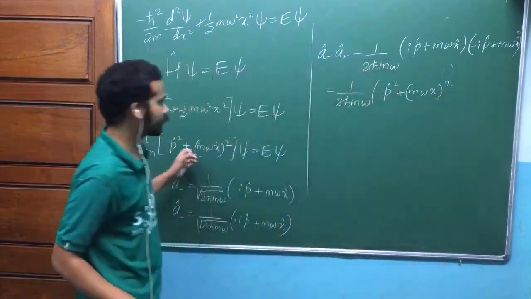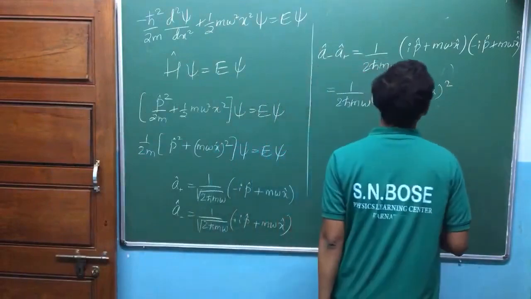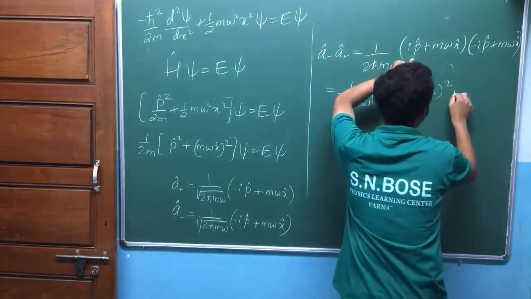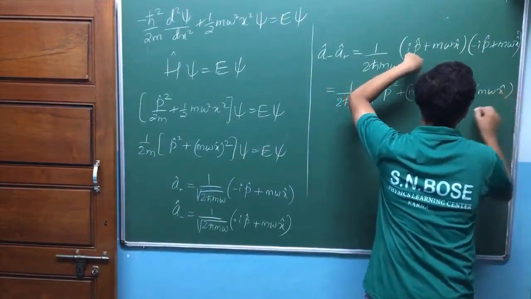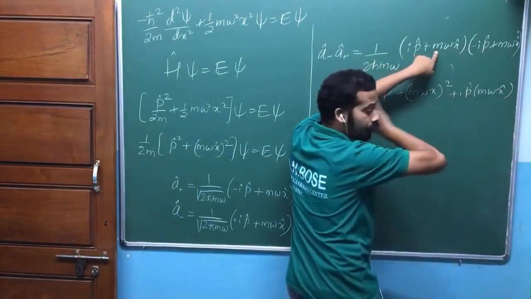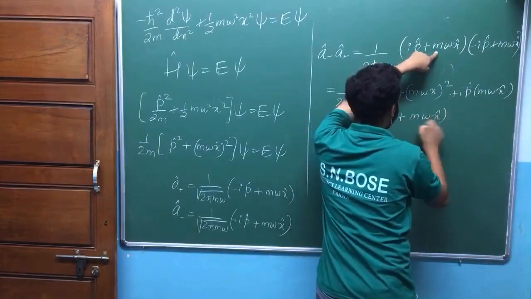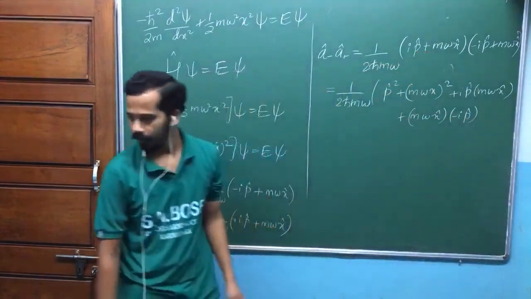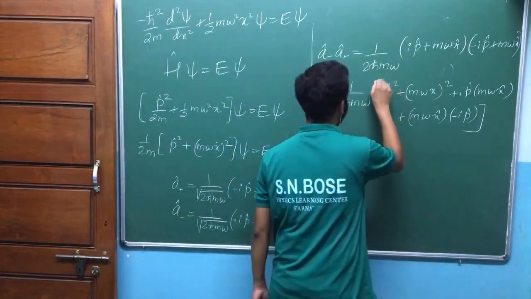Look at here, you got this term. Now the next part is i p cap into m omega x cap. i p cap into m omega x cap. Then m omega x cap into minus i p cap. It should be in that order only. m omega x cap into minus i p cap. You can't change the order. You should be very careful while doing this multiplication.